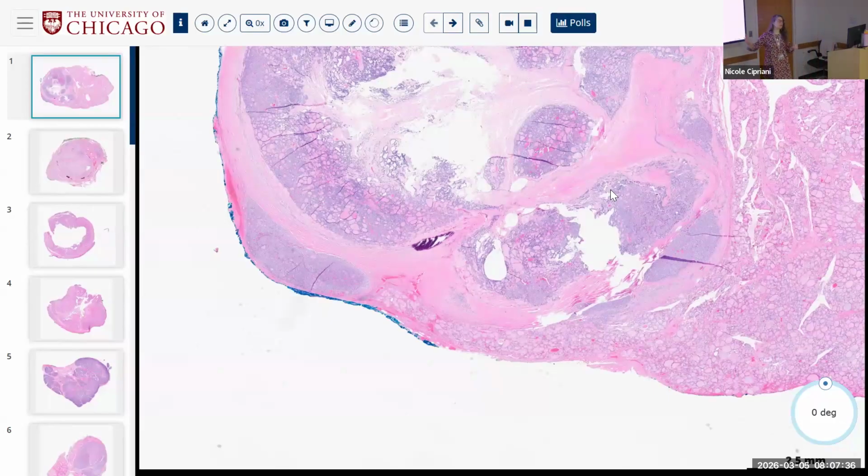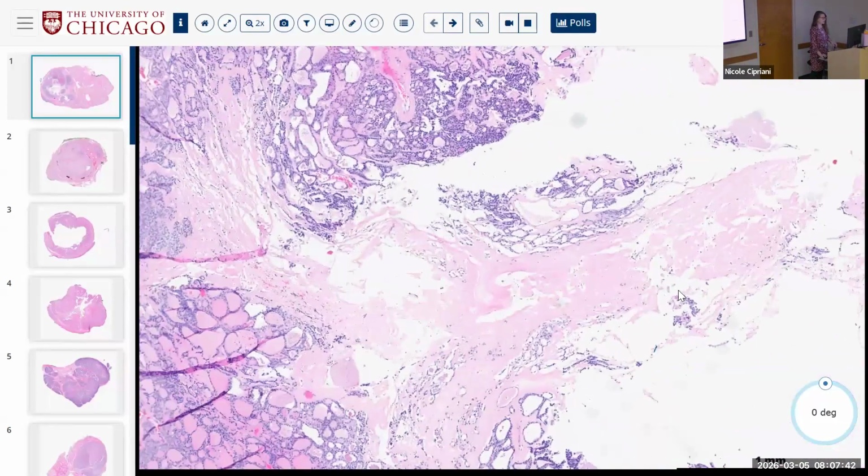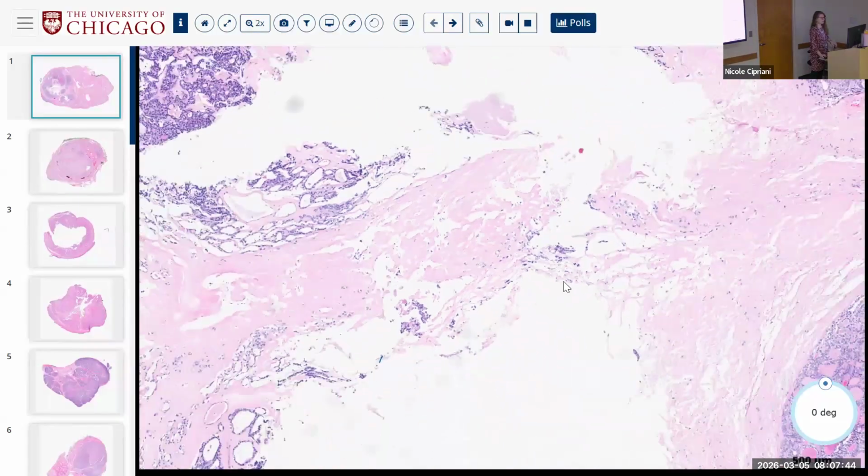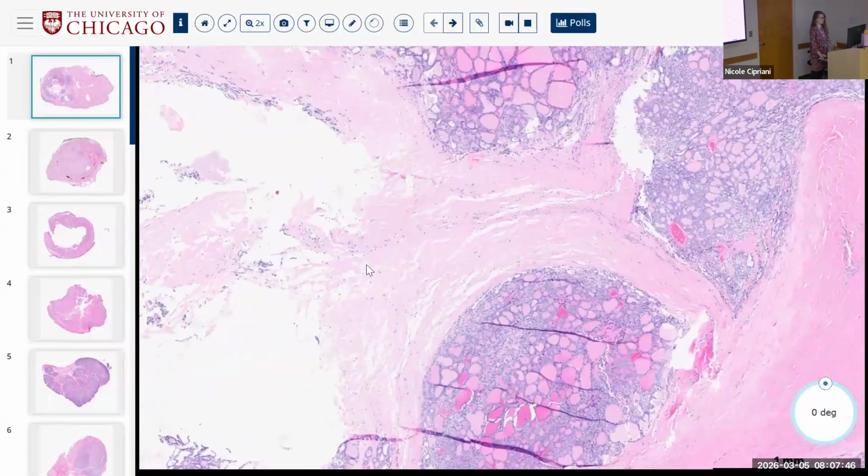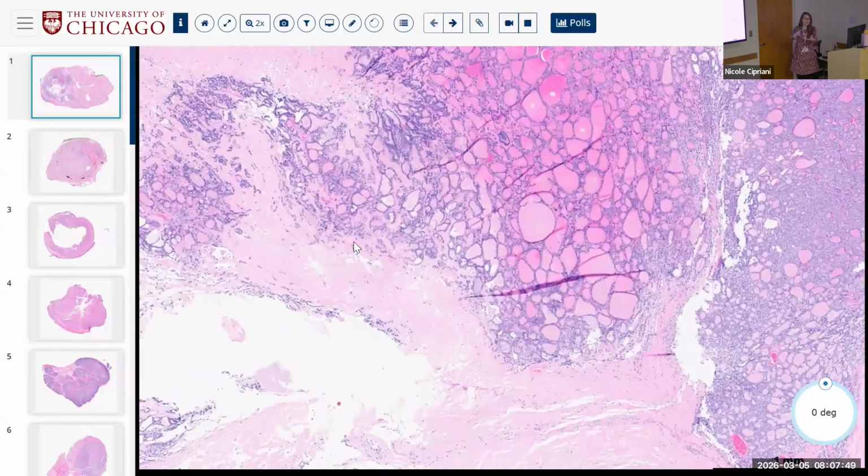Beyond that, once you've decided which one of those three categories it is, what is your next step in any malignancy of thyroid to determine if it's high grade? So what defines high grade thyroid cancer? Mitotic figures, you look for necrosis.